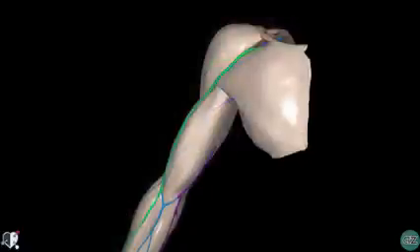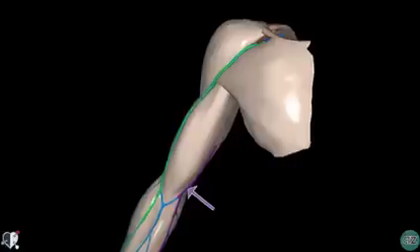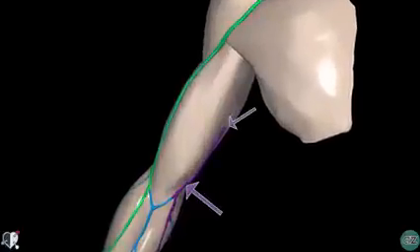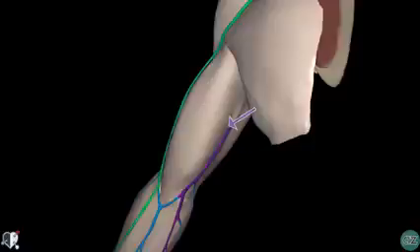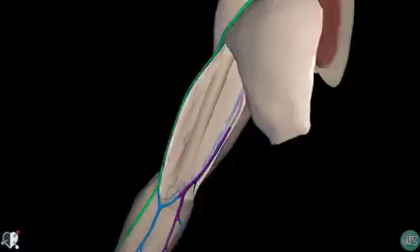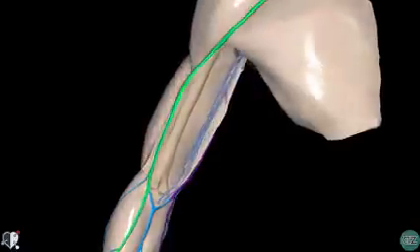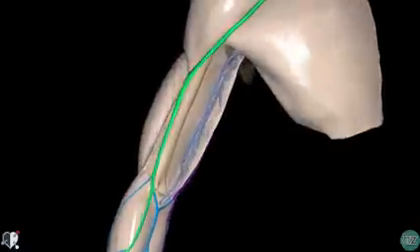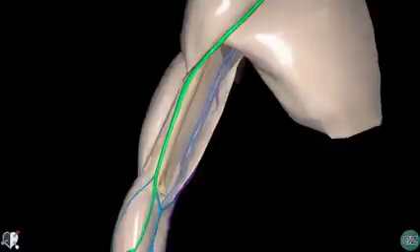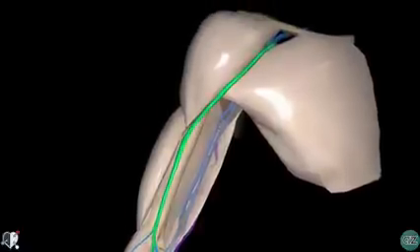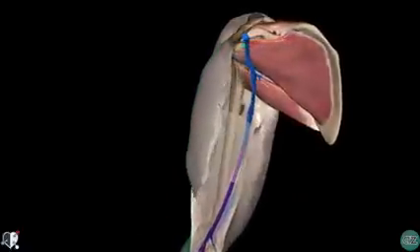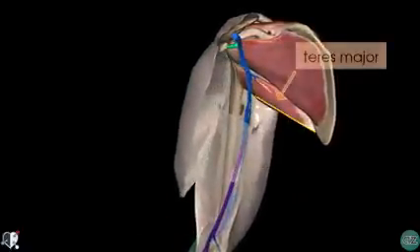I've just brought the model a little further proximally, and we can see how the basilic vein runs medially and it pierces the brachial fascia to enter the deep compartment of the arm. I've just made this fascial layer transparent, and you can see how the basilic vein drains into the deep brachial veins. The deep brachial veins are paired veins which accompany the brachial artery, and they drain into the axillary vein at the level of the inferior margin of the teres major muscle, which you can see here.